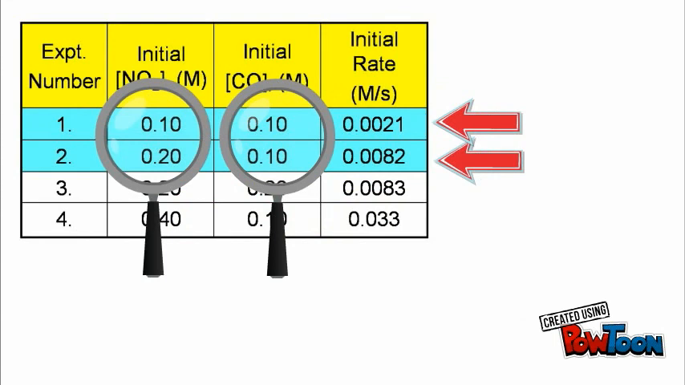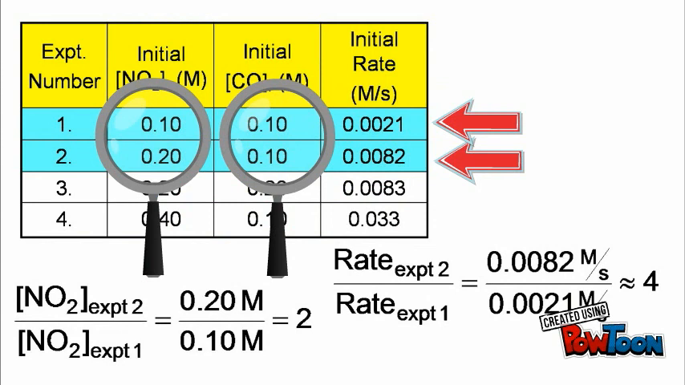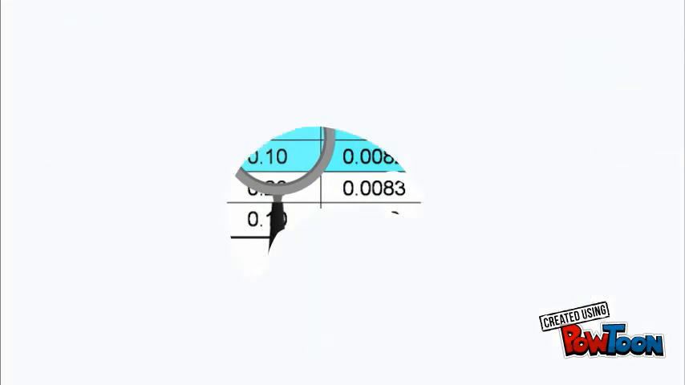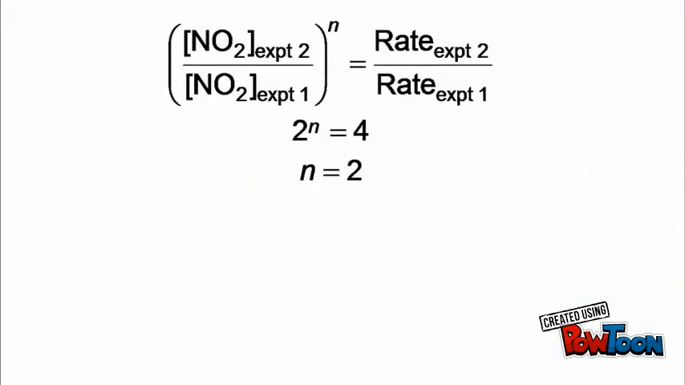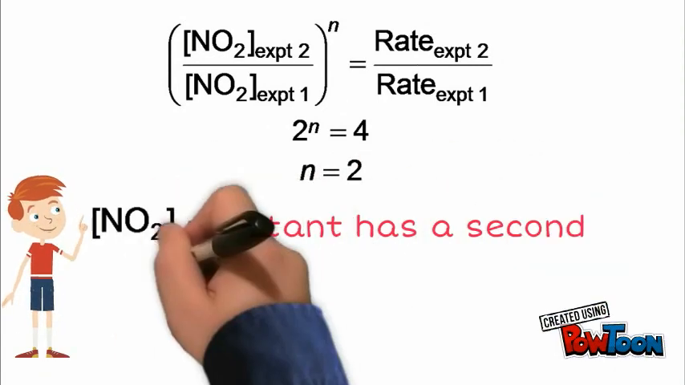Now, we will determine by what factor the concentrations of nitrogen dioxide and rates change in these two experiments. As calculated, the concentration of nitrogen dioxide changes by a factor of 2. On the other hand, the rate changes by a factor of 4. Next, we will determine to what power the concentration factor must be raised to equal the rate factor. As calculated, the power n is 2. This means that nitrogen dioxide has a second order of reaction.